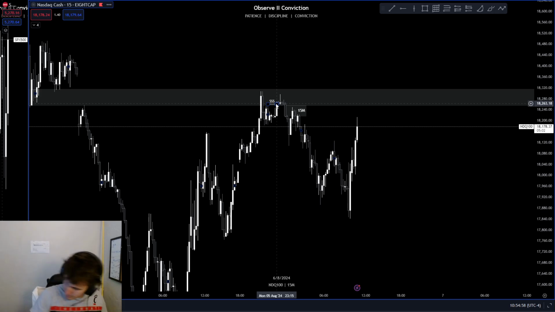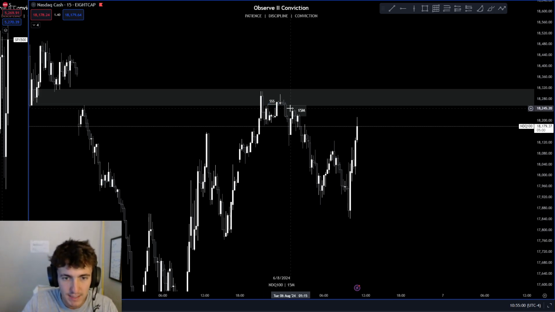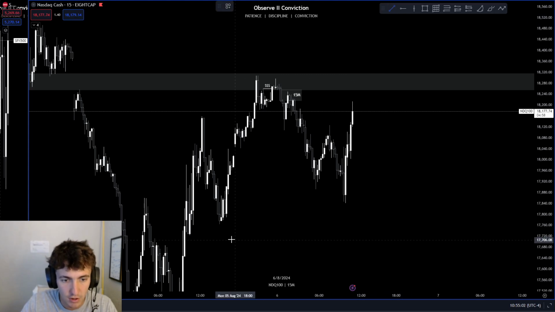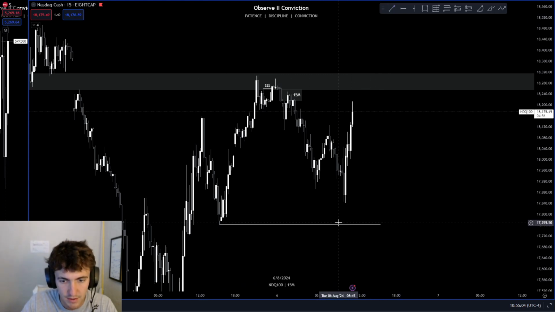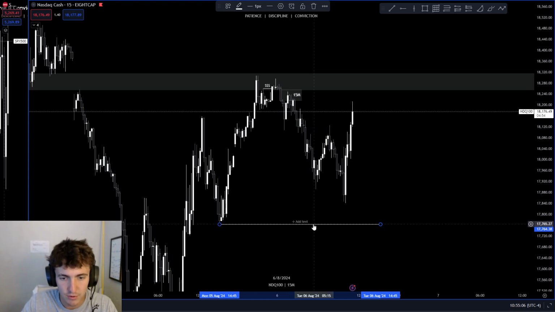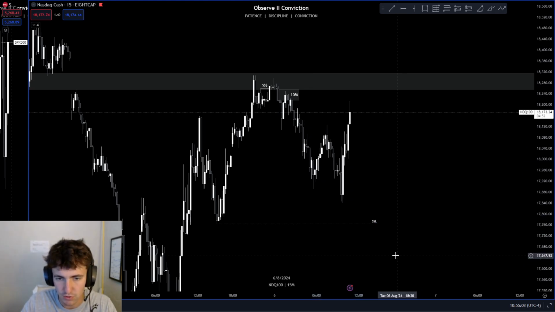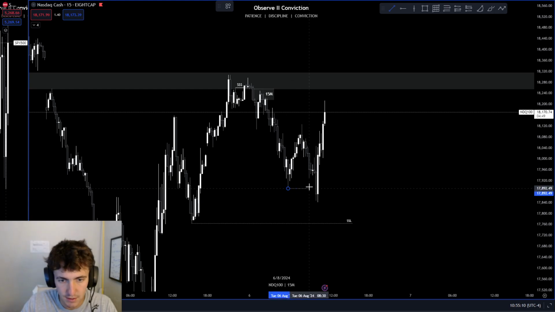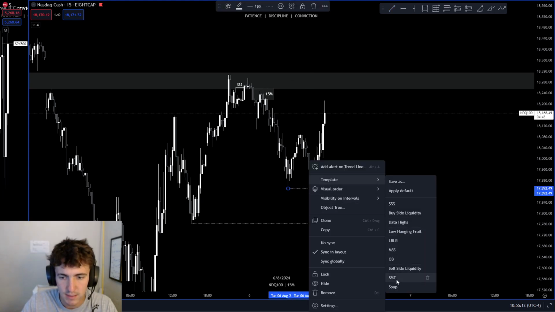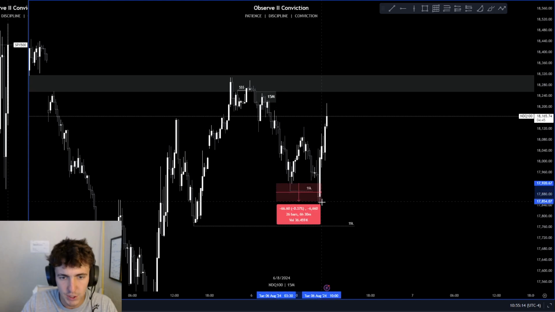You have higher time frame PD arrays getting respected, constantly selling off. My higher time frame draw is right here, but this isn't the internal draw, so we're going to go to the internal draw. The internal draw is this low, and why is that? Because it is a generated low.